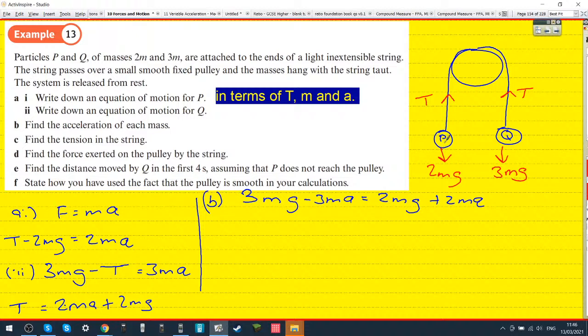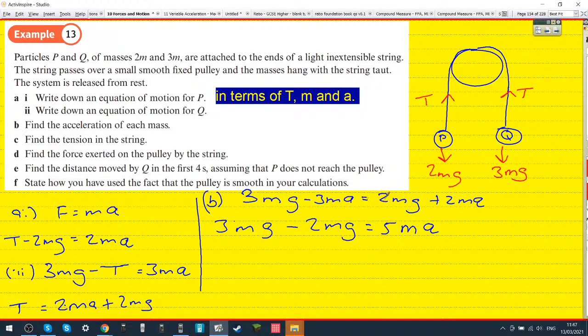I think what we've done is isolated P, then isolated Q. Any idea what an equation would be for the whole system? That might be an additional equation. I think it might be F equals ma: 3mg minus 2mg is equal to 5ma. So we've got 3mg going down, minus 2mg going up, and the total thing weighs 5m.